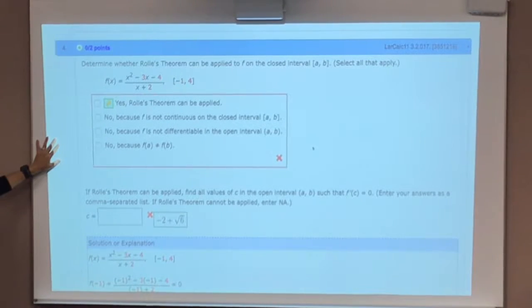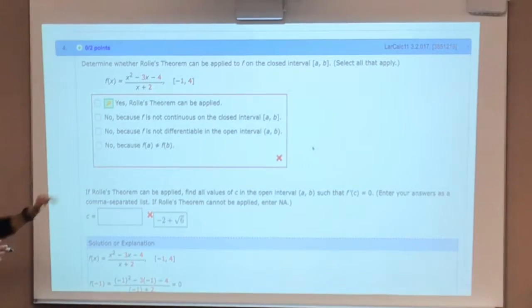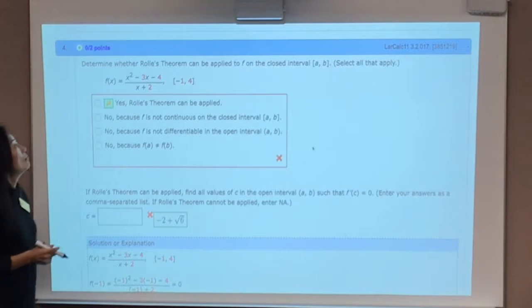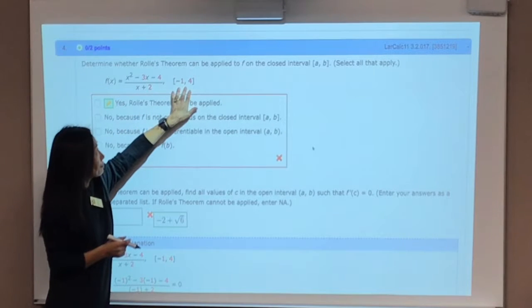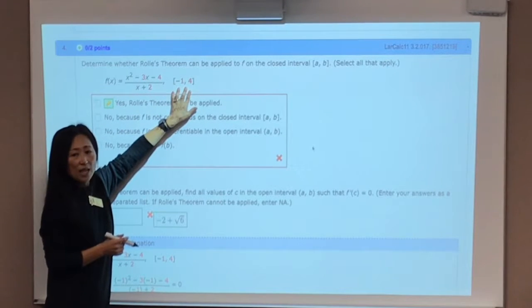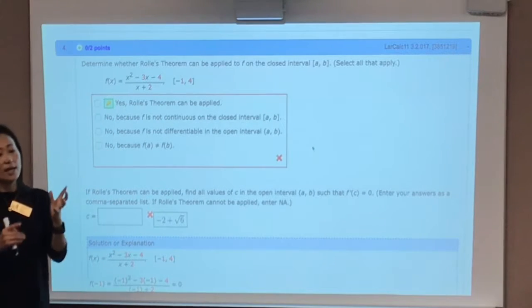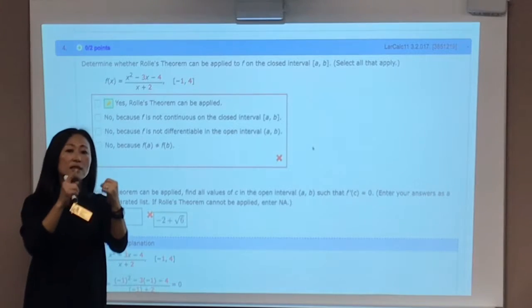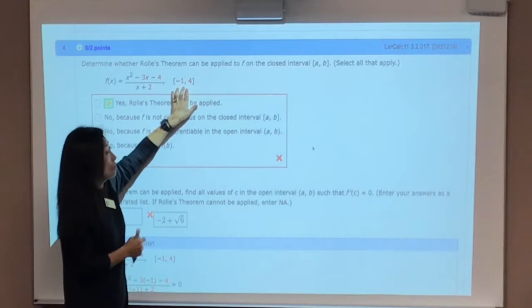Determine whether Rolle's theorem can be applied to a function f on the closed interval a and b. Select all that apply. f of x equals x squared minus 3x minus 4, over x plus 2. I'm only looking at the interval -1 to 4. Are you with me, class? What does Rolle's theorem say? Rolle's theorem says f has to be what? Continuous in a closed interval.